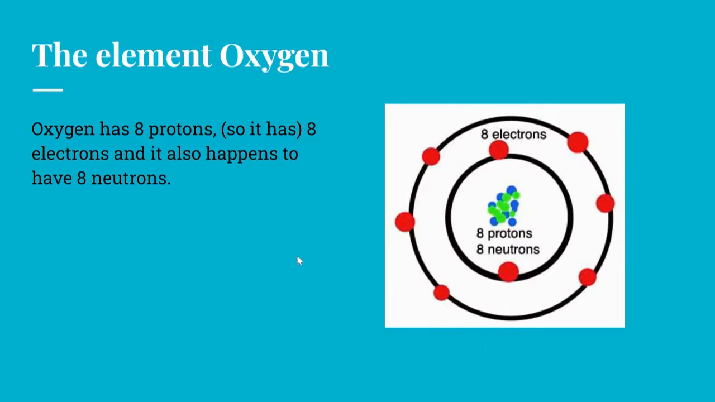All right, here we have oxygen. It has 8 protons, 8 neutrons. They don't have to be equal, but the number of protons and electrons have to be equal. So you can see it's 8 protons. That means it has 8 electrons. Okay, and we can see here that it has 8 neutrons too.